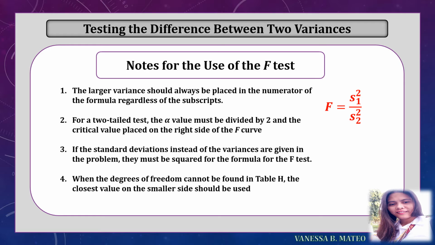Kasi nga, ang S natin dito sa formula stands for standard deviation. So, once na-square na yan, magiging variances na yan. So, kung ang given ay standard deviation, kailangan natin i-squared yung given. Then lastly, when the degrees of freedom cannot be found in table H, the closest value on the smaller side should be used.